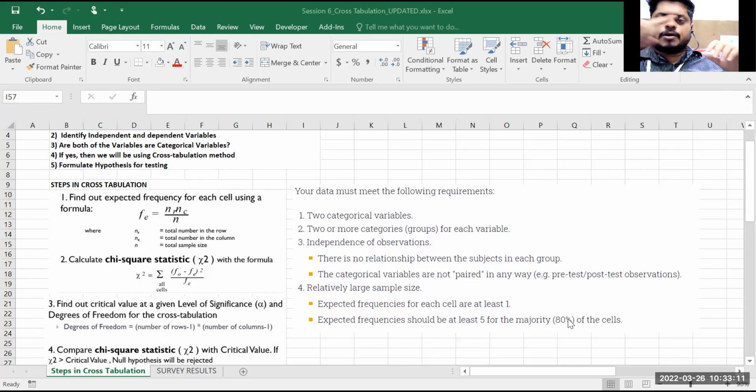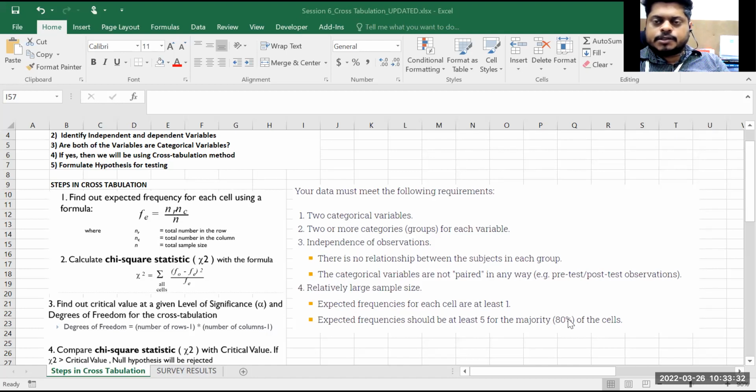3 in the row, 3 in the column. So I have a total of 9 cells. 80% of that, so a minimum of 7 cells out of that should have a number greater than 5. If some cells, or a larger number of cells, have 0, 1, 2, your results cannot be validated. Your results will not be a robust result.